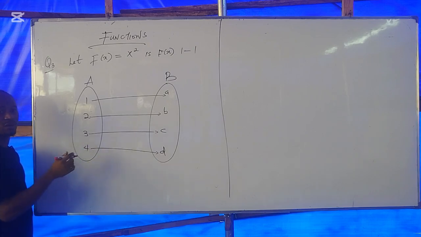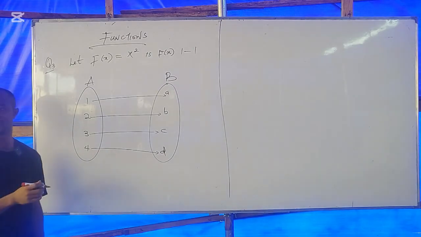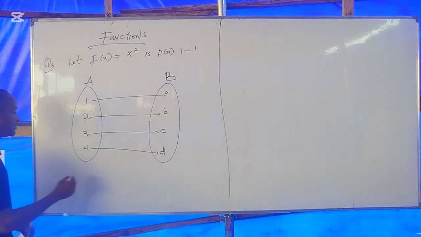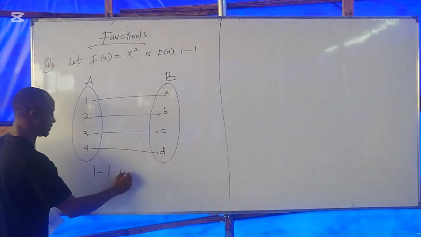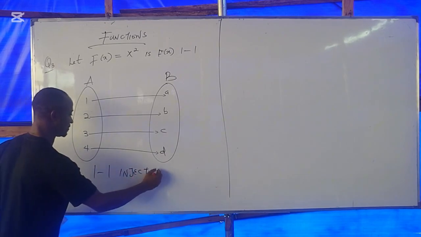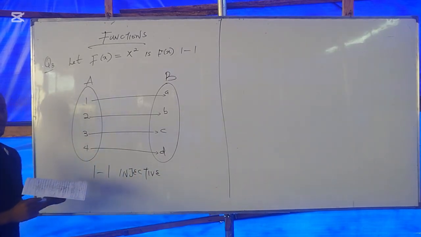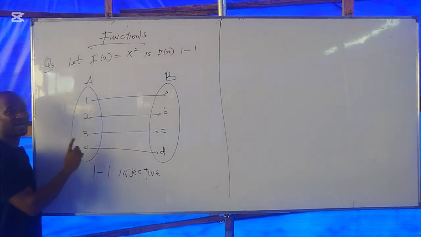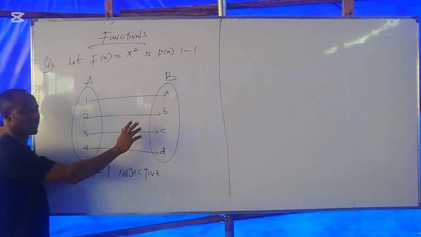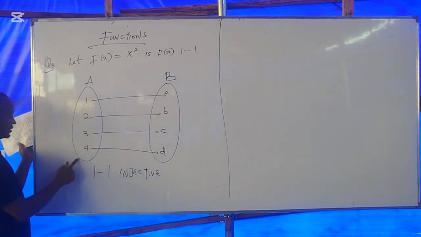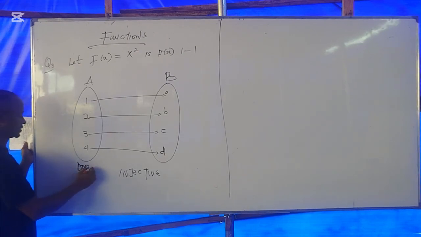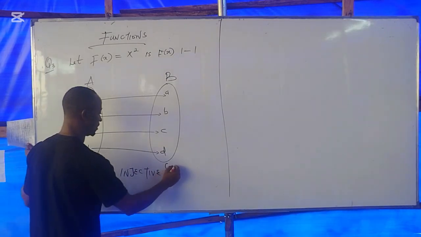It's called a one-to-one mapping function. In fact, it's even bijective. One-to-one means injective. What is an injective function? Injective is when every element of the domain has a unique element in the codomain. This one is called the domain, and this is called the codomain.